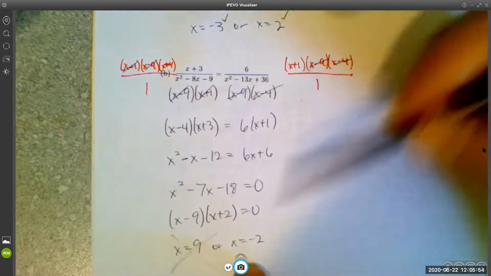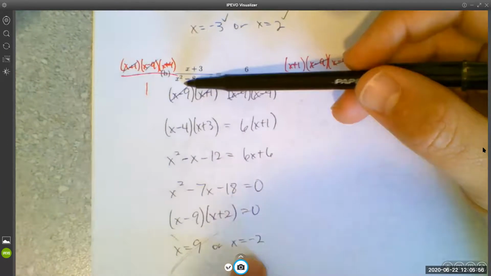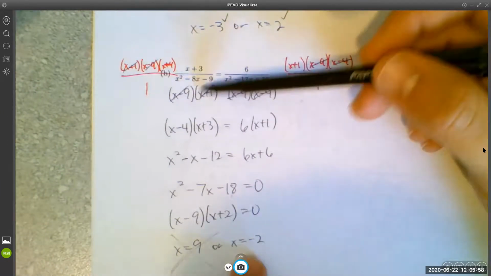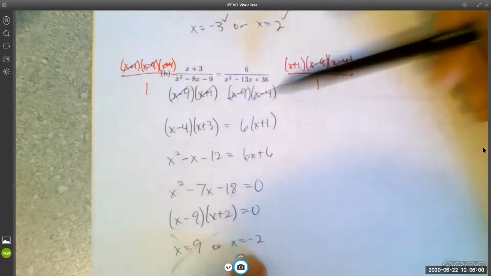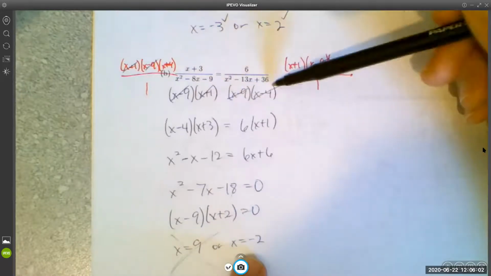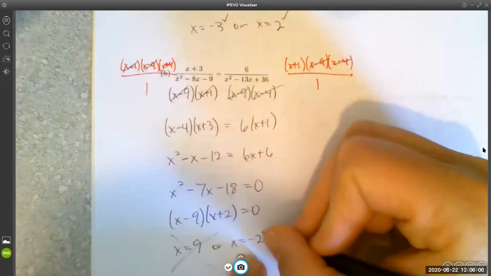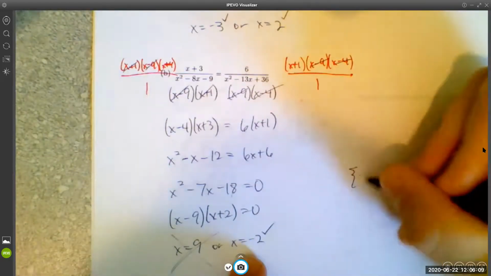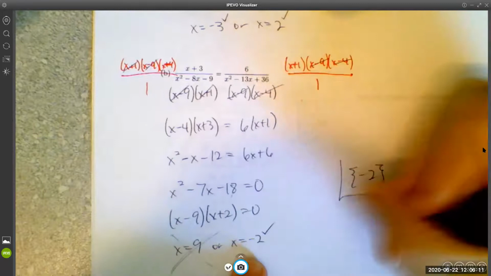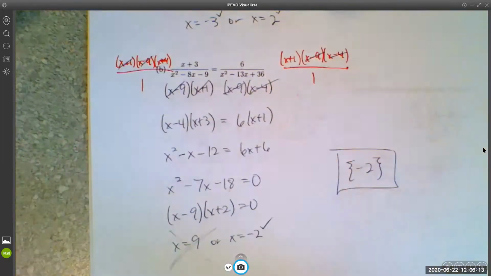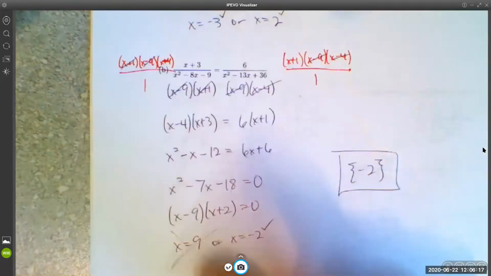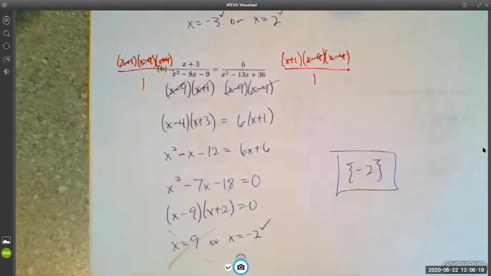Negative 2, though, if I plug in negative 2, here I get negative 11, here I get negative 1, that's just 11, so that's fine. Negative 11, negative 6, so that's just positive 6, so that one's fine. So negative 2 works. So my solution set in this case would just be negative 2 and not 9. Moral of the story, check your solutions. Check them in the denominators of the original to see if they make any of the denominators 0. If they do, then you've got to reject them.